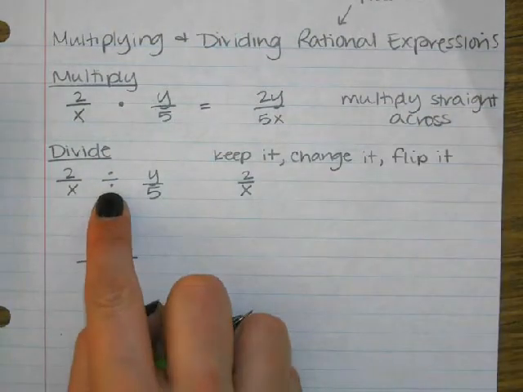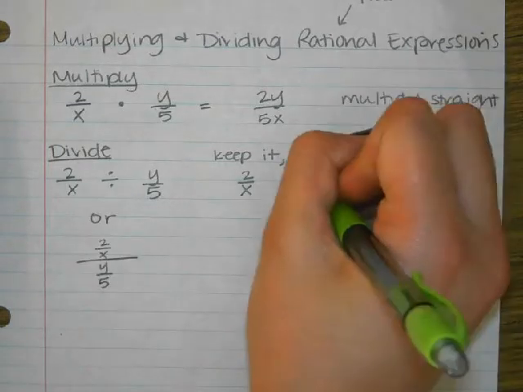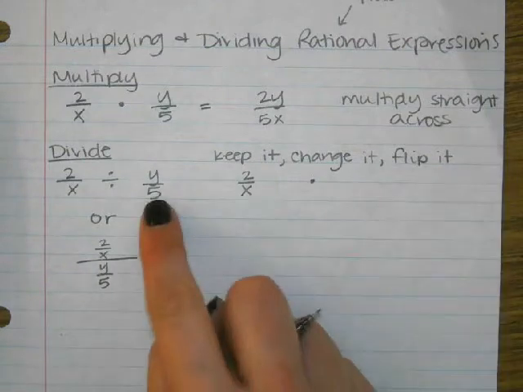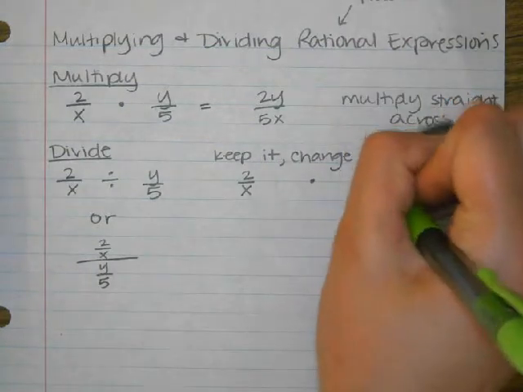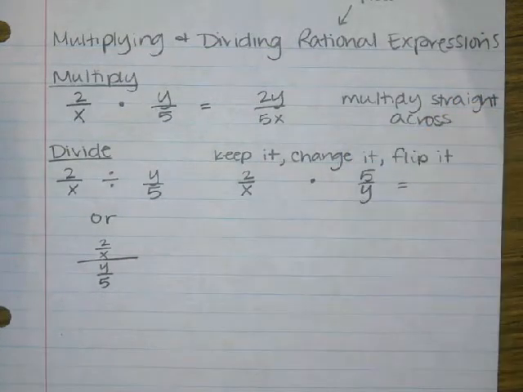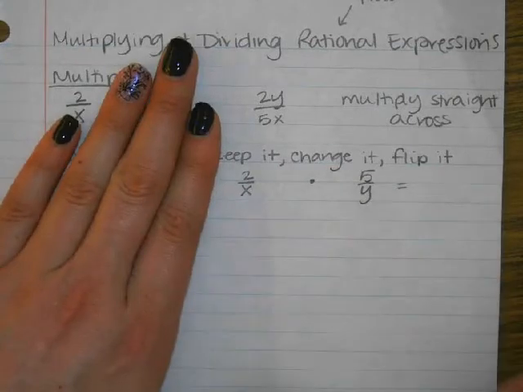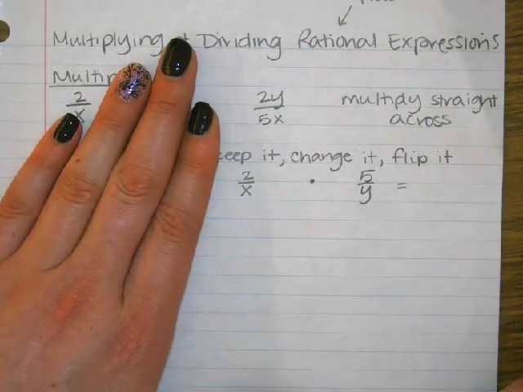The change it is the division sign. What do you change it to? Multiplication. Change it. What do you think flip it means? Flip the second fraction, so it's 5 over y. We just took this division problem and wrote it as a multiplication problem. So now it's only a multiplication problem, and how do you multiply?